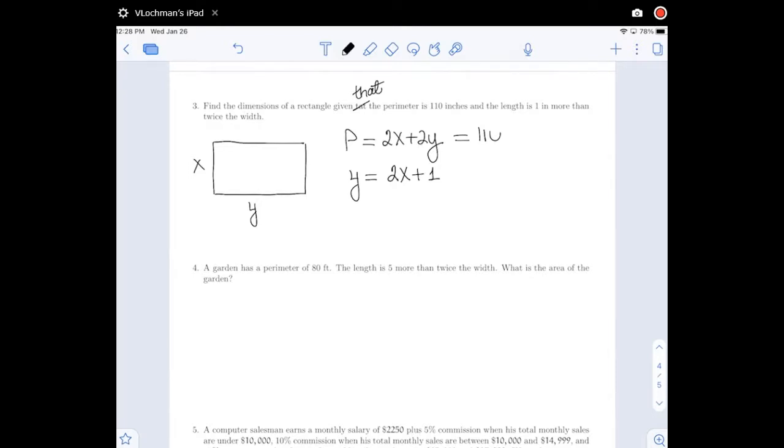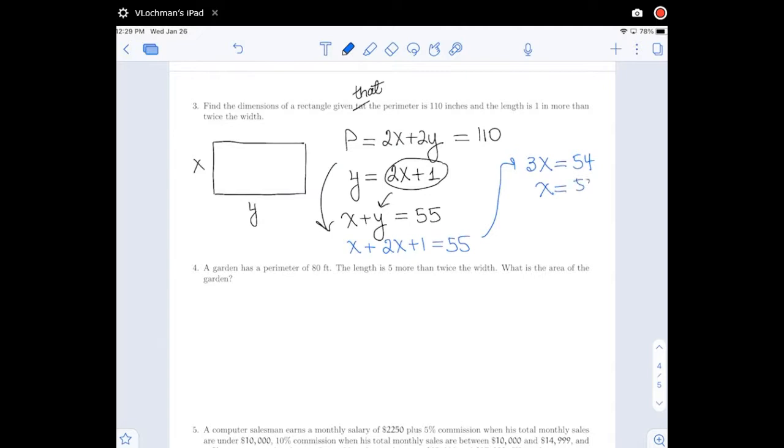We can reduce the equation for perimeter to just have x plus y is equal to 55. We can reduce that equation by 2, just divide everything by 2. And now we're going to substitute this expression for y because we have y in terms of x. So that gives us x plus 2x plus 1 is equal to 55. Okay, and that's a simple equation to solve. This is 3x is equal to what? 55 minus 1, that's 54.